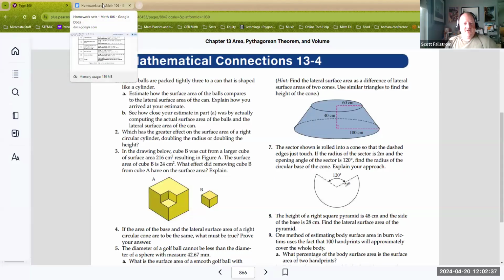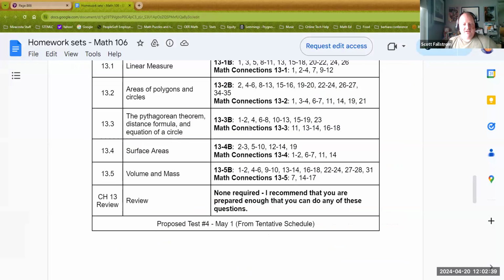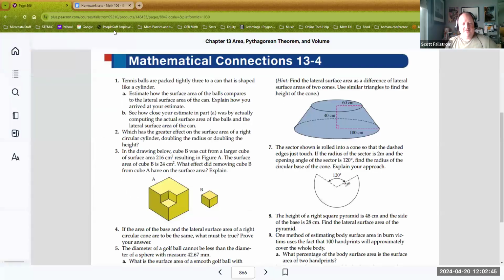Hello, folks. We are into Math Connections 13-4, 1 to 2, 6 to 7, 11, and 14. I know some of you are going to be sad because there's only 6 of them, but let's take a look. Okay. Tennis balls are tightly packed. How would you estimate the surface area of the balls and compare it to the surface area of the can?